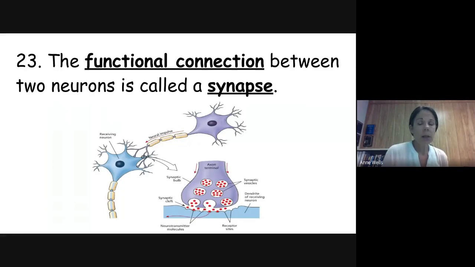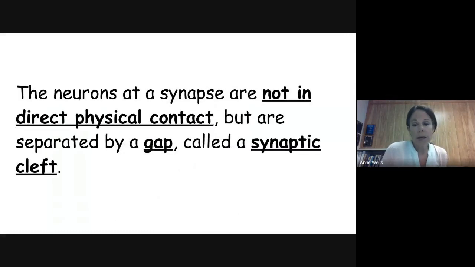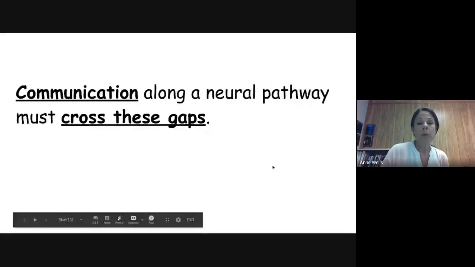So note number 23, the functional connection between two neurons is called a synapse. The neurons at a synapse are not in direct physical contact, but are separated by a little gap called a synaptic cleft. So in other words, the end of one is not physically touching the other one, but there's a tiny little gap there. Don't get confused with the difference between synapse and synaptic cleft. The whole general area is just the synapse, and the actual gap between the end of one neuron and the beginning of the next is the synaptic cleft.